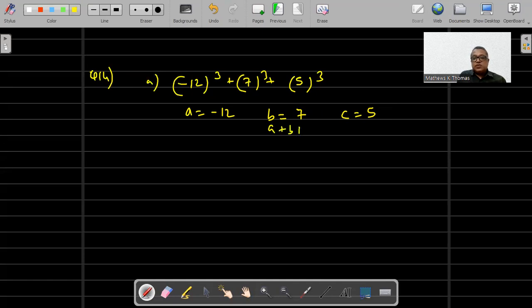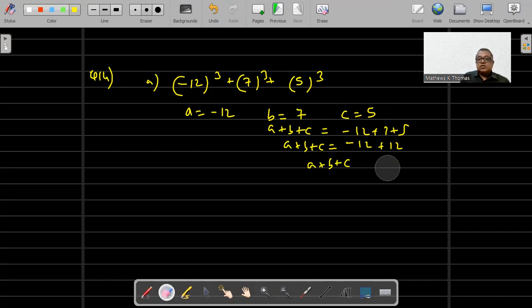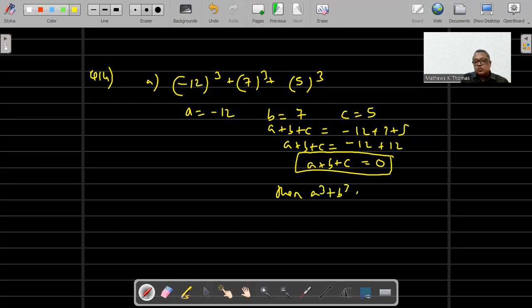And what we realize is that when I add A plus B plus C, I'm going to get 0, because minus 12 plus 7 plus 5 is 0. So I'm getting a very unique condition that A plus B plus C is 0. And whenever A plus B plus C is 0, we just now said that A cube plus B cube plus C cube is equal to 3ABC, right?